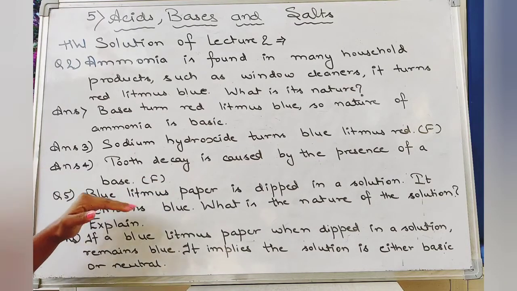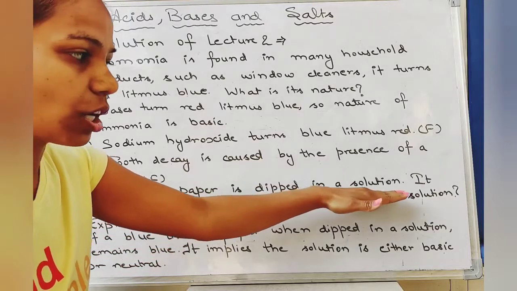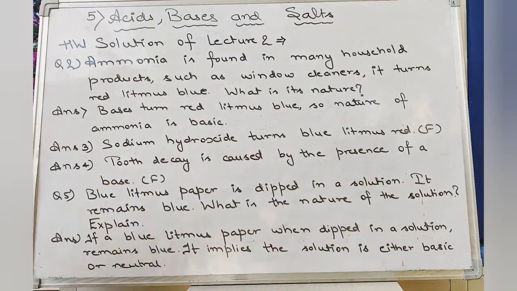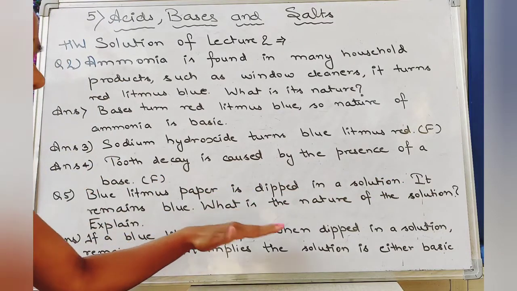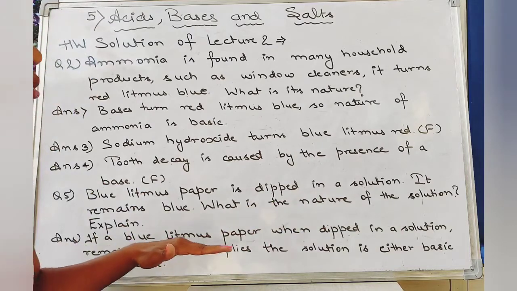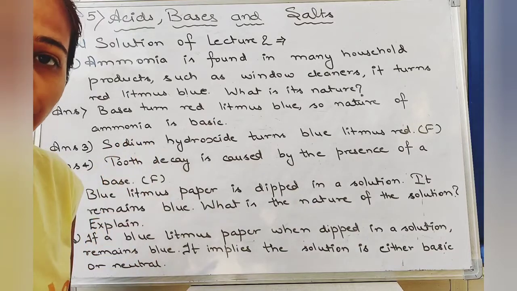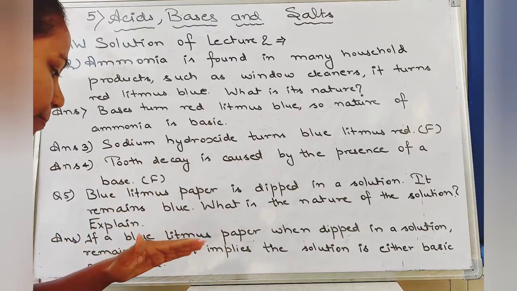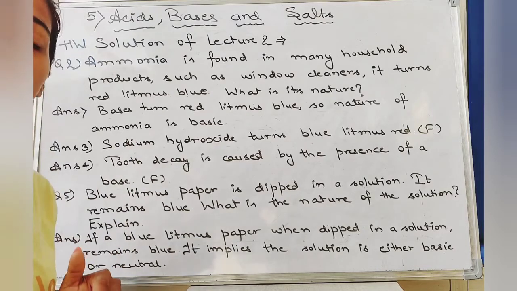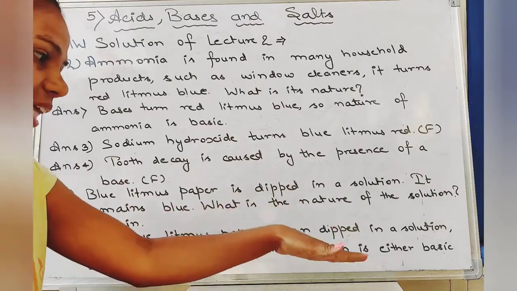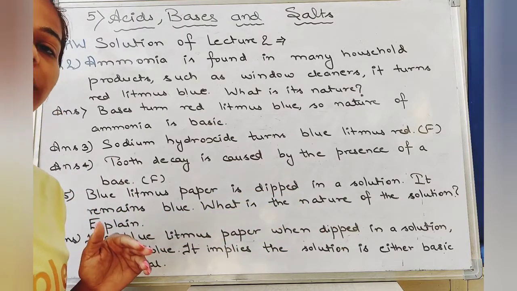Last question we had: blue litmus paper is dipped in a solution and it remains blue. What is the nature of the solution? Explain. If the blue litmus paper remains blue when dipped in the solution, it implies that the solution is either basic or neutral. The nature of the solution will be basic or neutral, because only if it was an acidic solution would it turn blue litmus paper red. Otherwise, if the color remains the same, the solution will be either basic or neutral in nature.